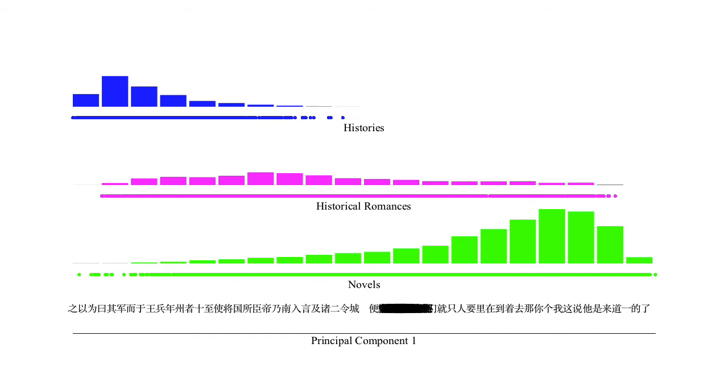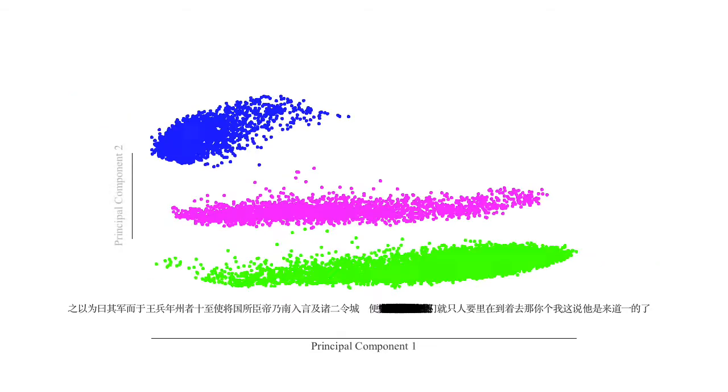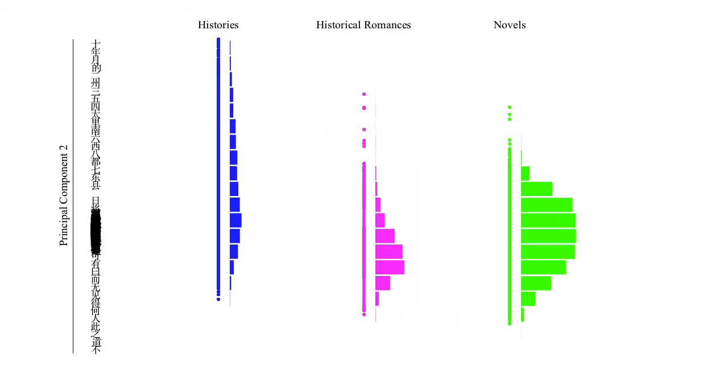If we look just at the second principal component, what we can see is something a little bit different. We can see that now it's the official histories that in fact are much more widely dispersed. And here you can see in this histogram that the histories appear fairly far up and down this y-axis. The historical romances are concentrated more towards the bottom, and the novels are also concentrated towards the bottom.